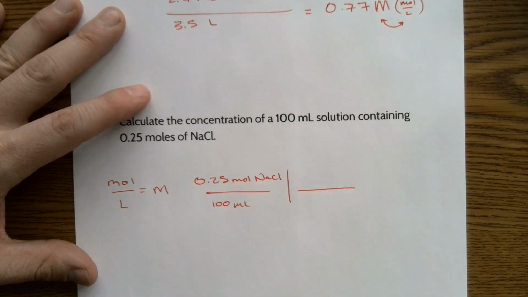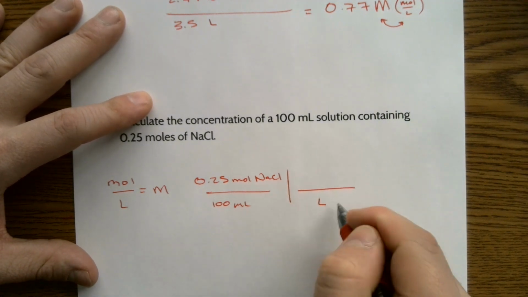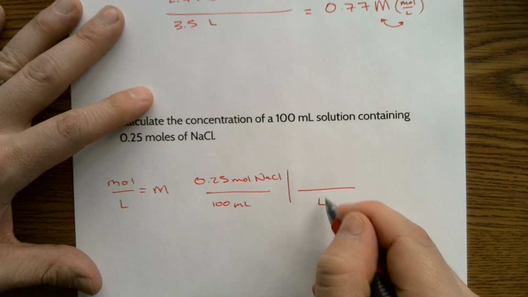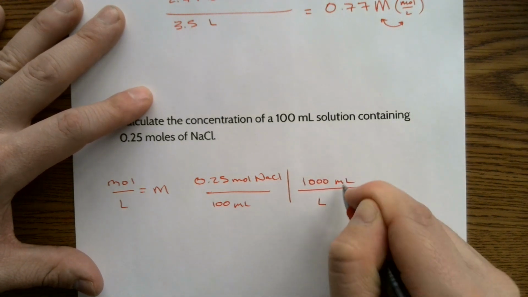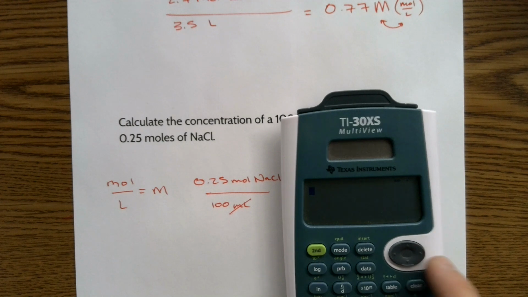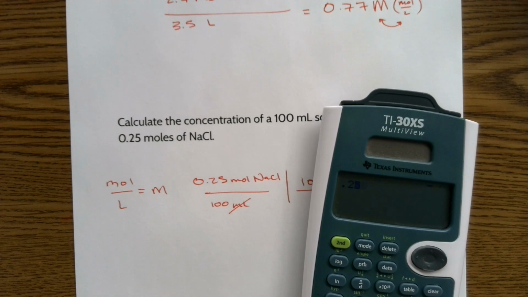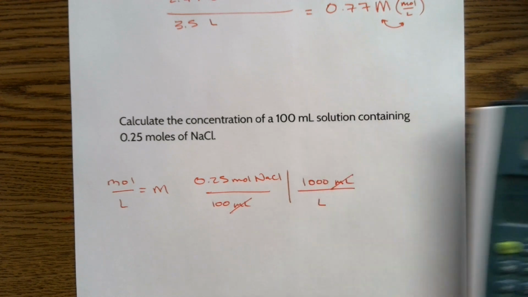In order to do that, I do my picket fence, and I want to put liters down here because this is the unit I want. And how many milliliters are in a liter? Well, we have 1,000 milliliters per liter. This is going to be a common conversion. You're going to be doing this a lot with your problems. So when you type in your calculator, 0.25 times 1,000, and then I divide it by 100, that gives me 2.5.